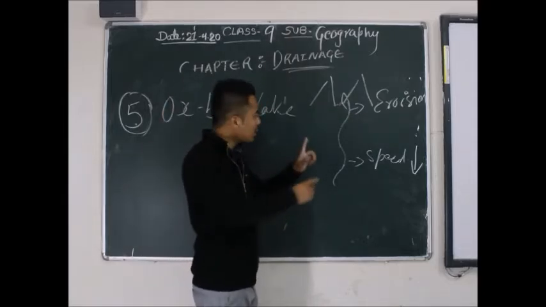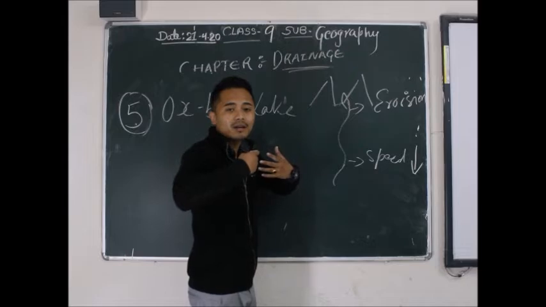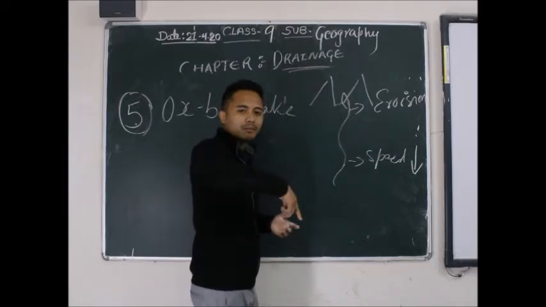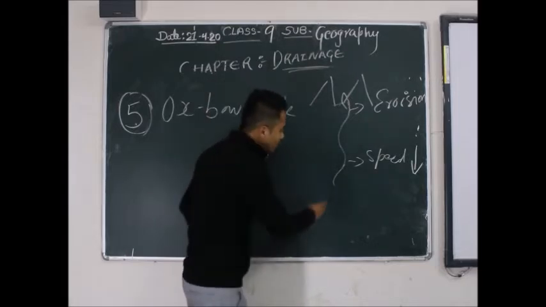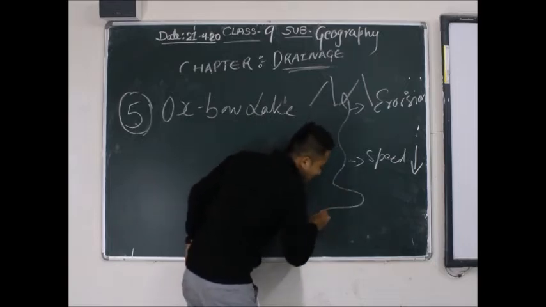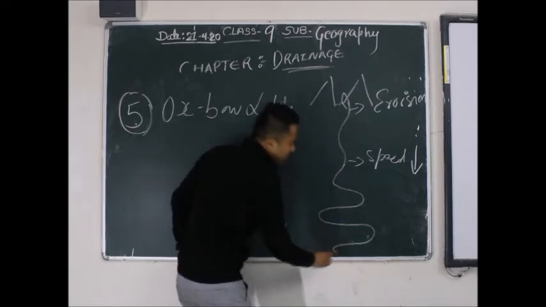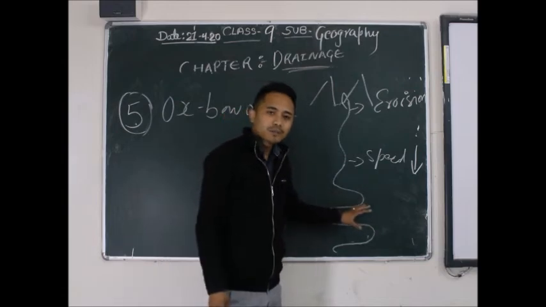When the speed of the river decreases, it spreads due to the plain. When they were in the hills, they had nowhere to go, only downwards. But when they reach the plain, the river spreads. Okay, let's say in this manner. When the river spreads, how does the river spread in the plains?